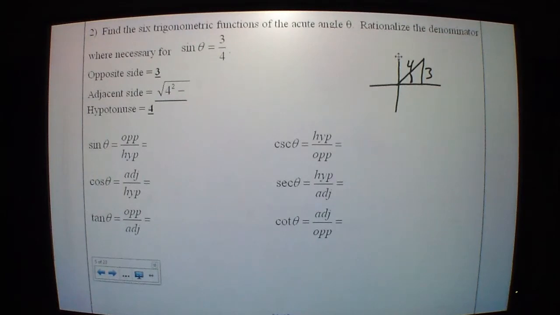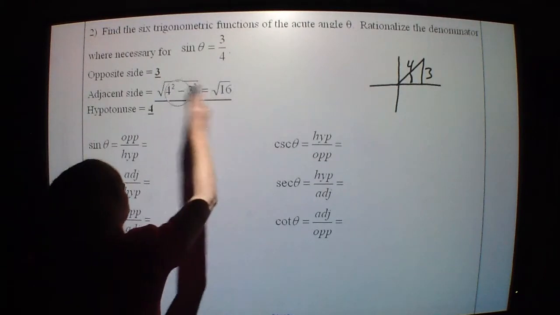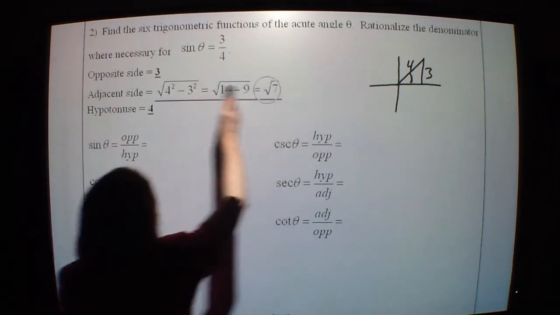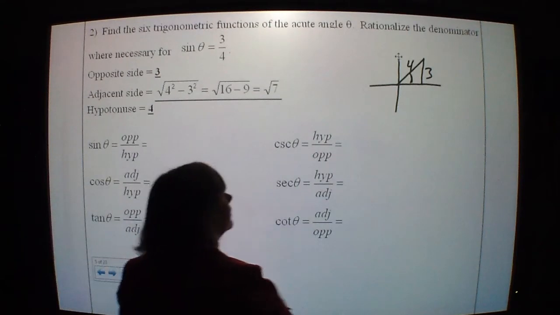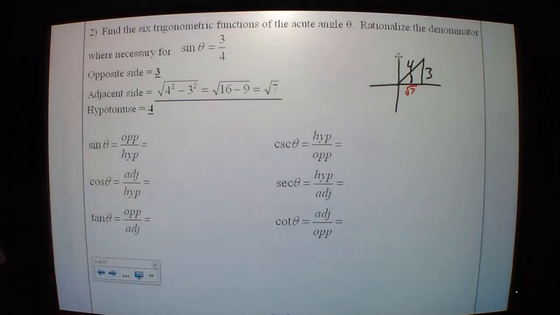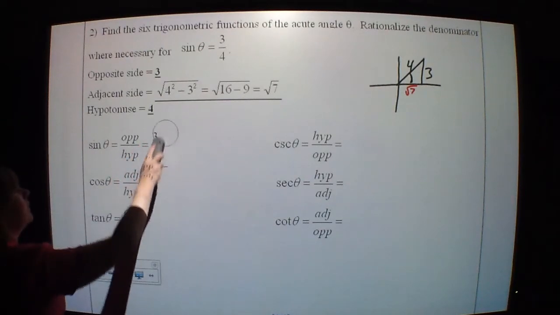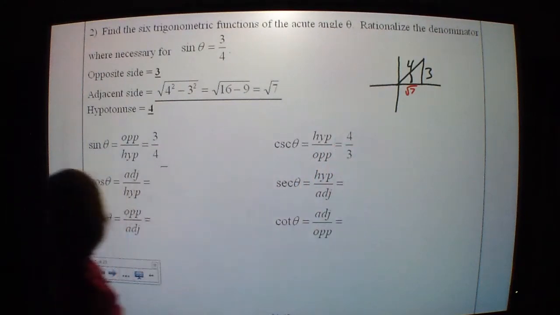squared plus 3 squared would equal 4 squared. So 4 squared minus 3 squared, and take the square root of that, will give you the adjacent side. So 4 squared is 16, minus 3 squared is 9. 16 minus 9 is 7, so it's radical 7. So my missing side here is radical 7. So now we can find the trig functions. Sine was given. Cosecants are easy then. Reciprocal.